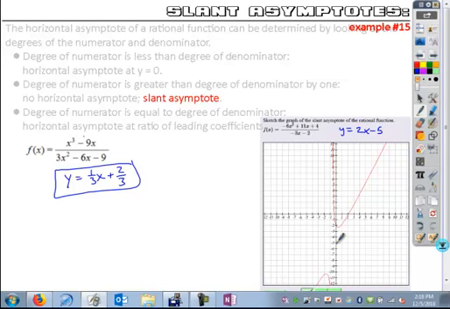And so when I sketch this, I plot my y-intercept, negative 5, go up to over 1. And when I sketch that here, that's all you're going to be asked to do on that. For those problems, you're just sketching the resulting slant asymptote, which will be a linear function.